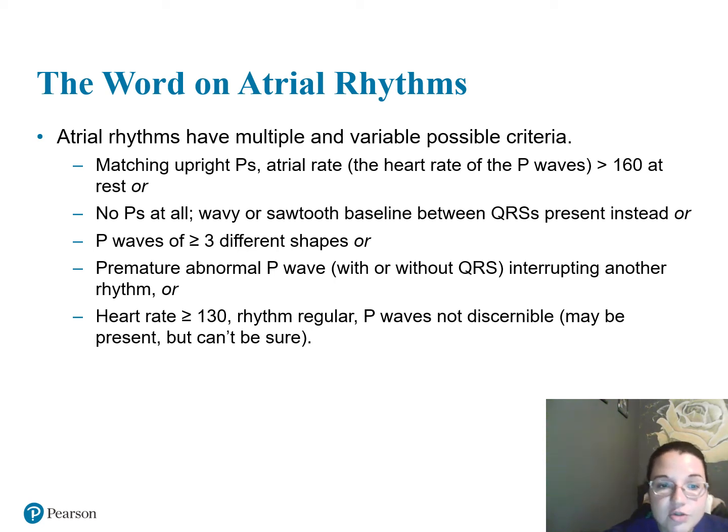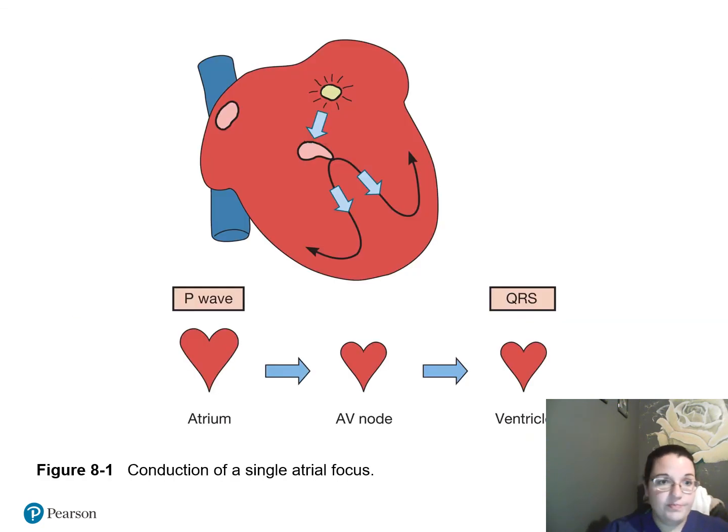There can be a premature abnormal P wave, with or without a QRS, that interrupts another rhythm or heart rate. Or P waves cannot be discernible. So you see that with atrial rhythms, we have a lot of different variables. Just knowing about these variables is great, but what you really need to focus on is learning the different types of rhythms, the names of those rhythms, and what rules go with those rhythms. That's the best way for you to learn the criteria.